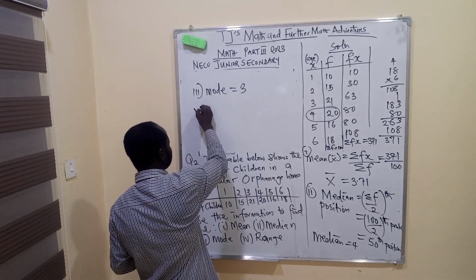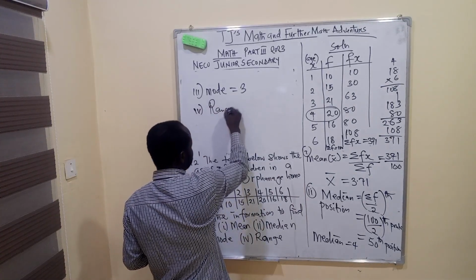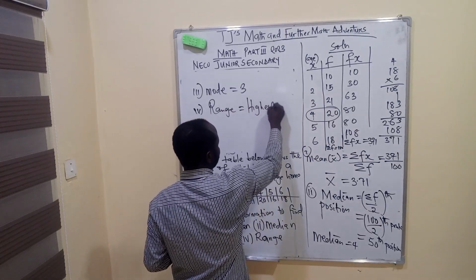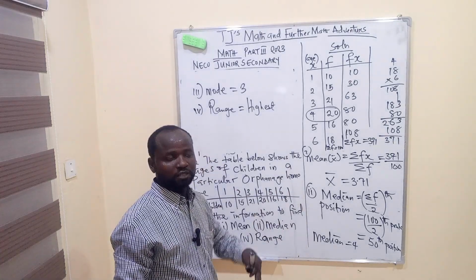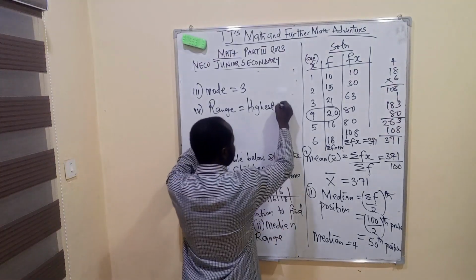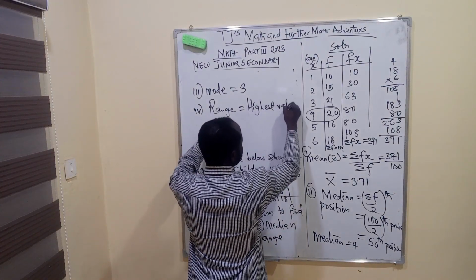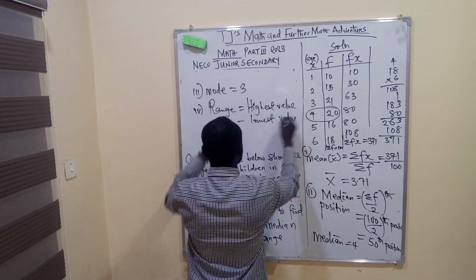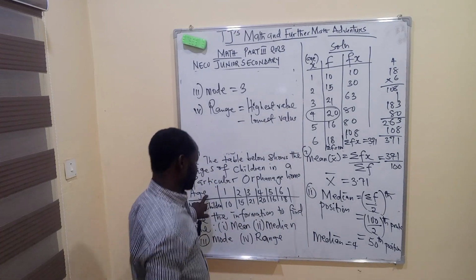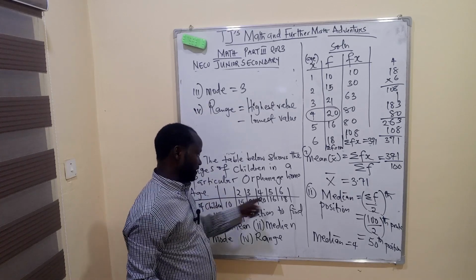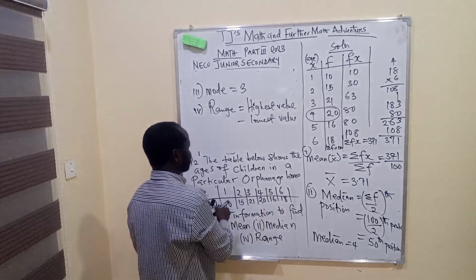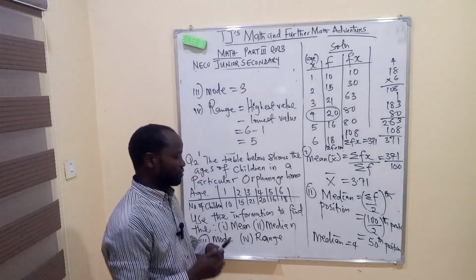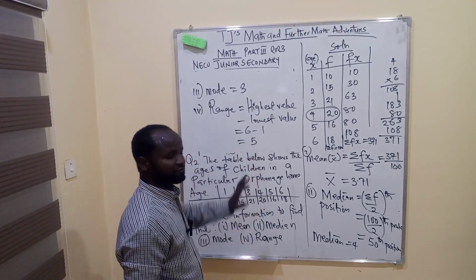Next, which is the last one now, the range. Range means the difference between the highest value and the lowest value. The highest value minus the lowest value will give you the range. So in this case, we'll use age. We have 1 as the lowest and 6 as the highest here. So the range now will be 6 minus 1, which is equal to 5. So the range of this distribution is 5.